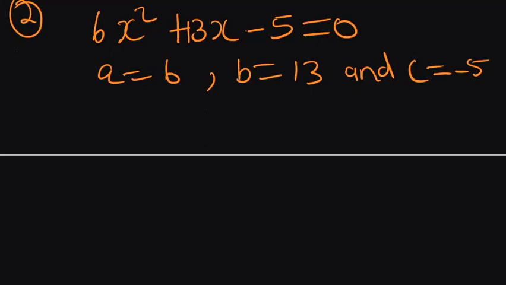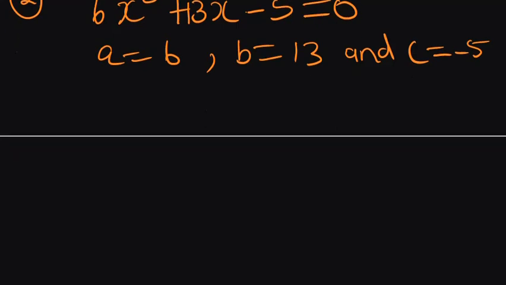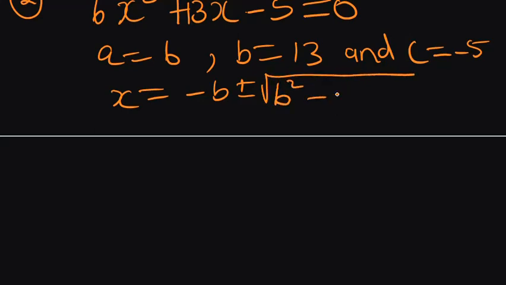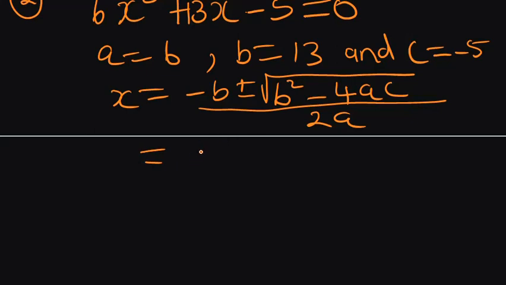The quadratic formula, which is x is equal to -b plus or minus the square root of b squared minus 4ac, all over 2a. Okay, now we can substitute since we know a, b, and c.